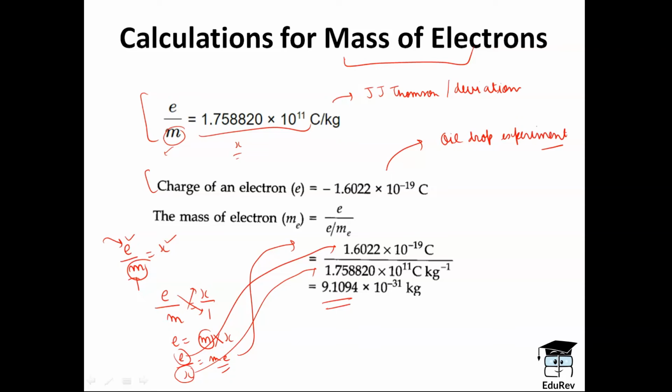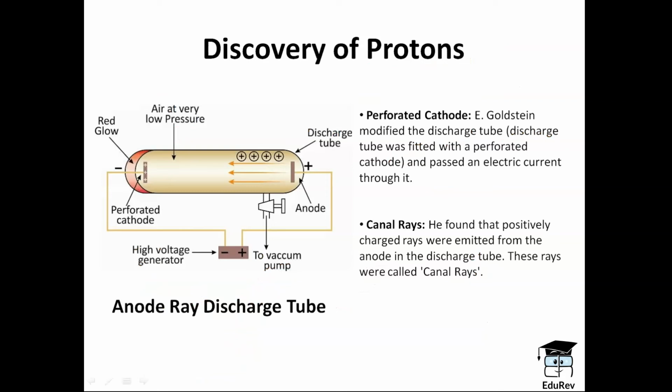So now we know who discovered electrons, how they were discovered, what the value of the charge to mass ratio of electrons was, what the value of the charge on an electron is, and what the value of the mass of an electron is. All these things about the electron we know. Now, moving forward to protons.